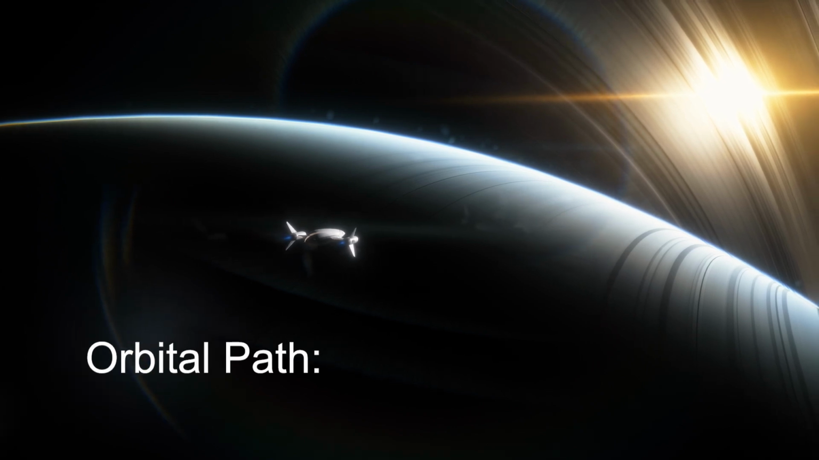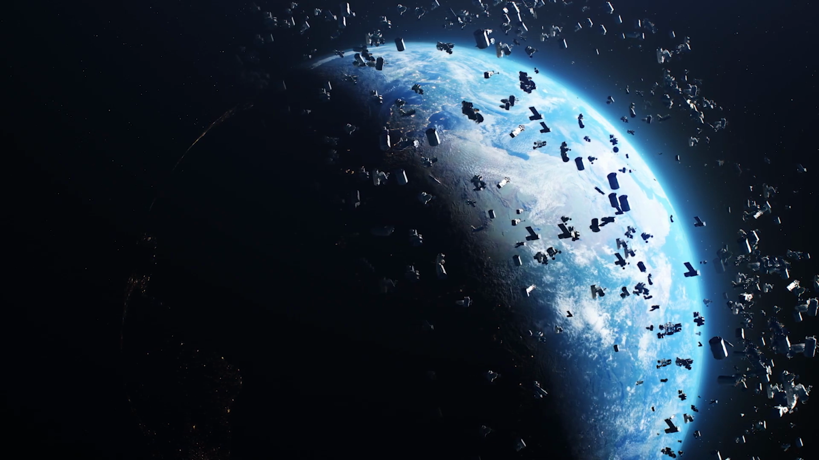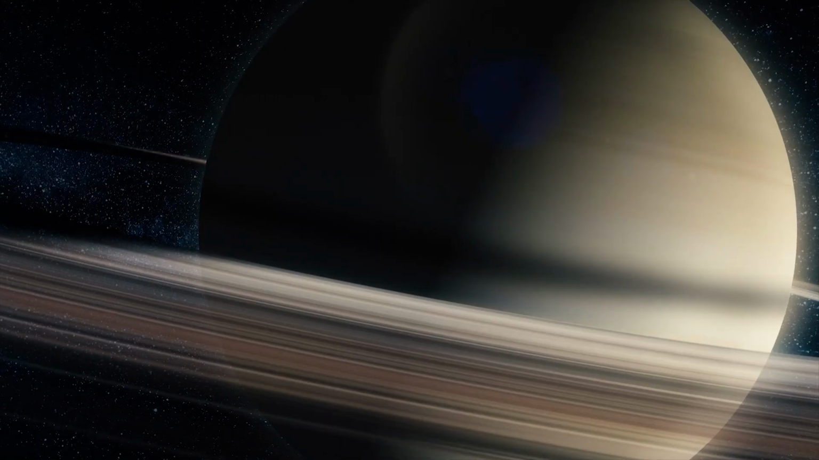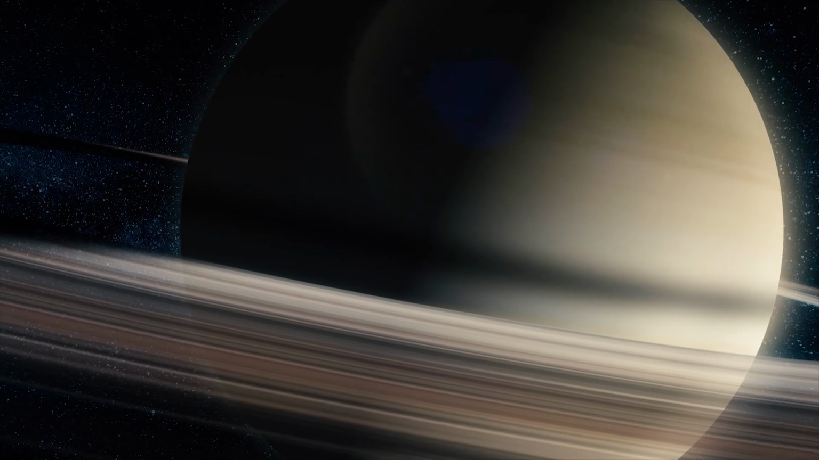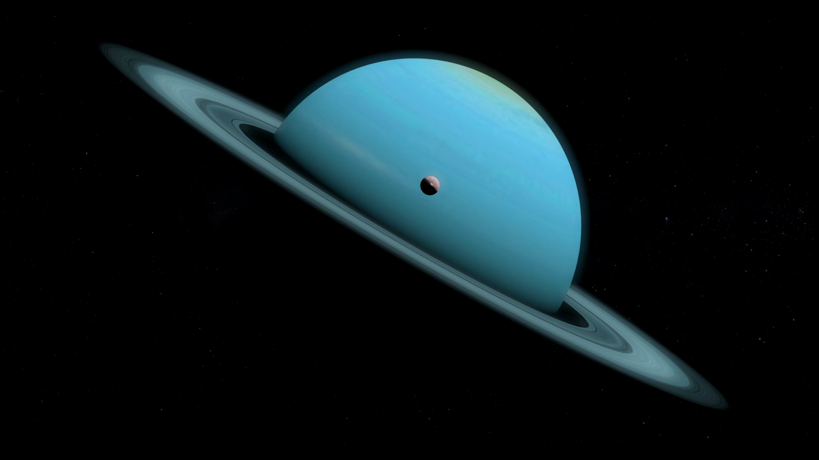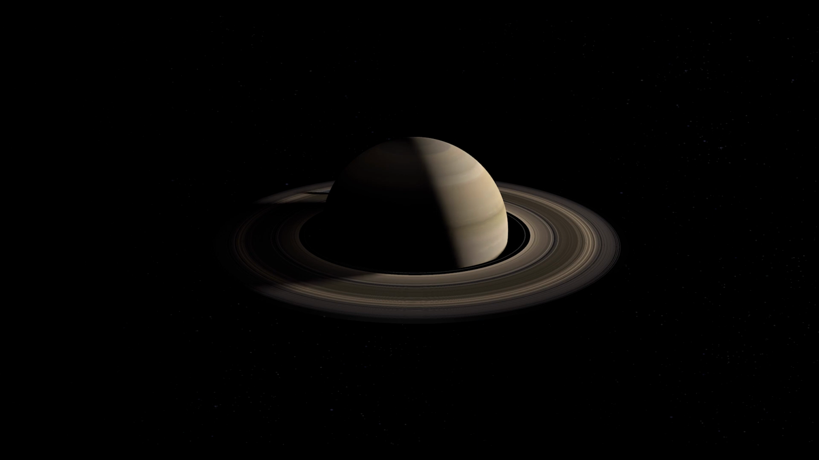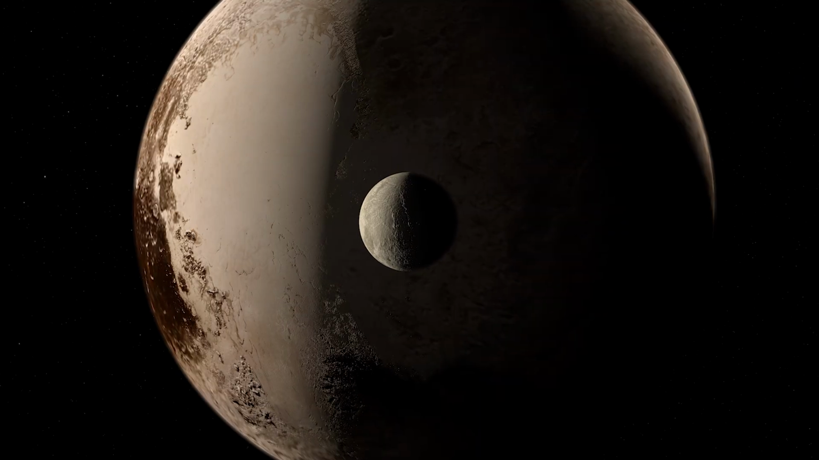Orbital path. The balance between the planet's inertia, which tries to move it in a straight line, and the Sun's gravitational pull, which tries to draw it inward, results in an elliptical orbit. When a planet is closer to the Sun, it moves faster because the gravitational pull is stronger, and when it is farther away, it moves slower due to the weaker gravitational pull.